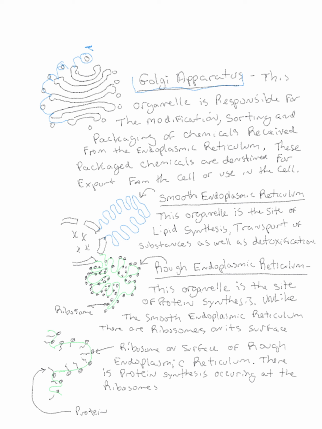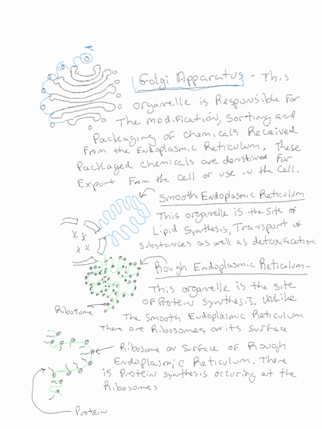And as the chemicals are being produced, they have an indication of their destination, so they can be produced and packaged up in the Golgi apparatus, and go to a specific destination within the cell or outside the cell.